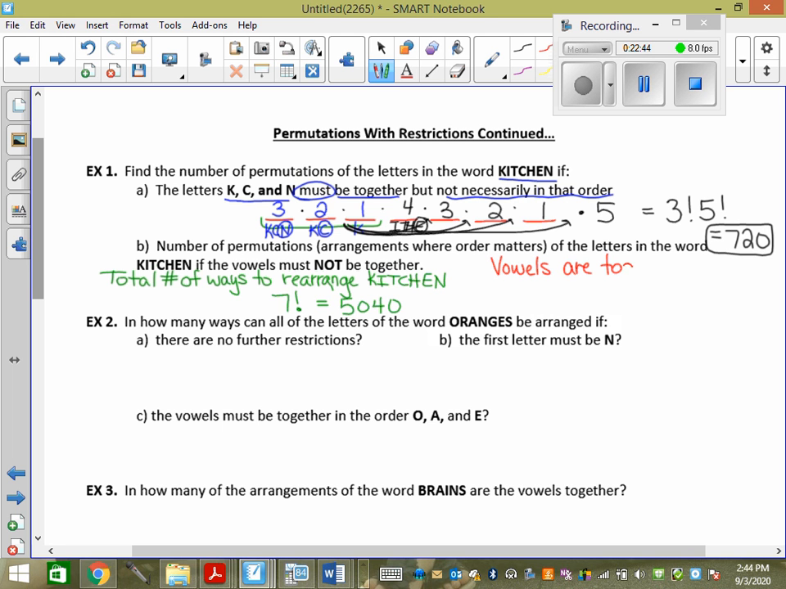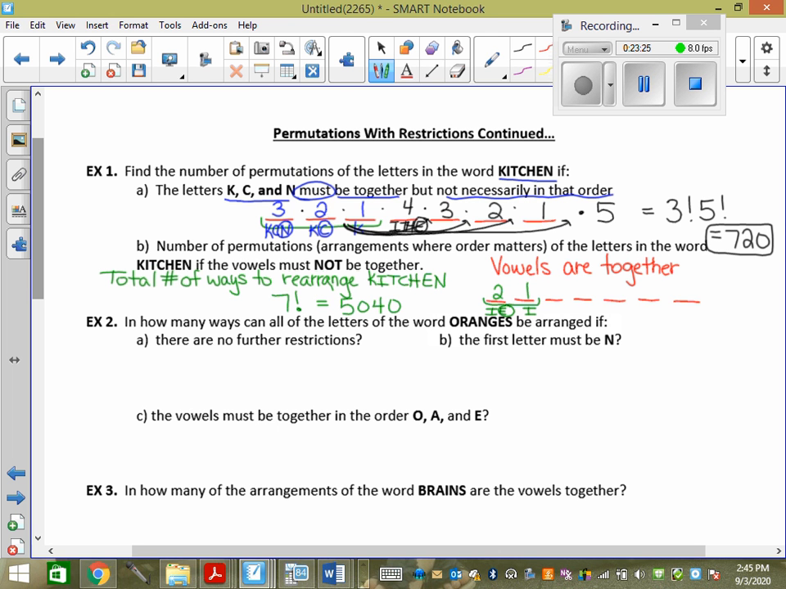How many vowels are in kitchen? A, E, I, O, U. How many are in there? There's 2, I and E, right? So we're going to hook them together. You have to put the vowels together. How many options do I have for this first blank? 2. I or E, right? Then how many do I have for this blank? 1, because I leave the I or E in the first one. So this would be like I and E. Leave the E here, this would be I.